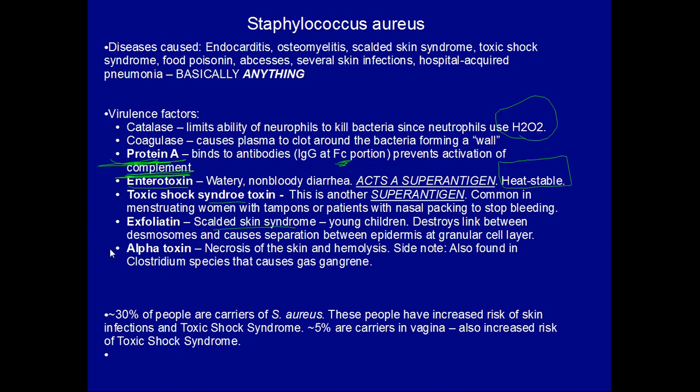And alpha toxin causes necrosis of the skin and hemolysis. Alpha toxin causes symptoms that look like gas gangrene, and that's because alpha toxin is also found in Clostridium perfringens, which causes gas gangrene. 30% of people are carriers of S. aureus. They carry it in their nose. These people have an increased risk of skin infections. 5% are carriers in the vagina, which also have an increased risk of skin infections, though not as much, and they have an increased risk of toxic shock syndrome. Why? Because if you have it in your nose or you have it in your vagina, you can transfer easily into the nasal passage or the tampon, and it can harbor the bacteria and grow.